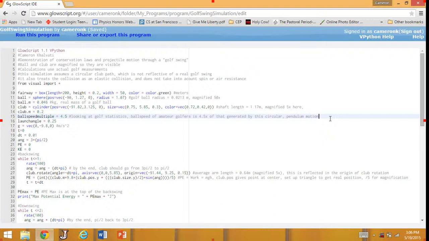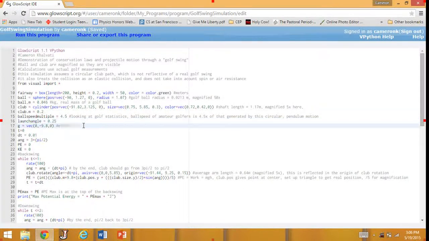Since it's using a circular club path and energy conservation to determine the speed, the speed generated by the club is not reflective of an actual golf swing, so I have to multiply it by a multiple of 4.5 to get a realistic ball flight. And I'm also establishing a launch angle, which we'll come back to.